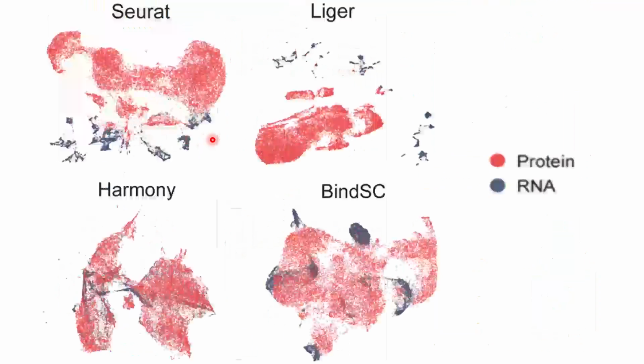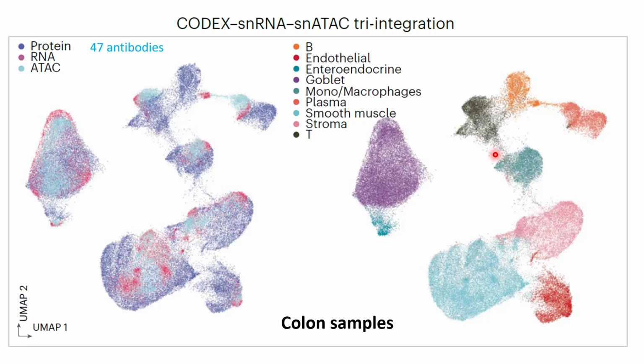They also produced the UMAP to compare MaxFuse with Seurat, Liger, BindSC, and Harmony. You can see probably Harmony is the best one here, but other methods couldn't integrate the protein and RNA data very well. In this paper, they further used the MaxFuse package and performed triple data integration.